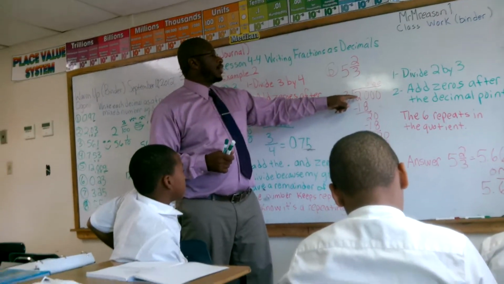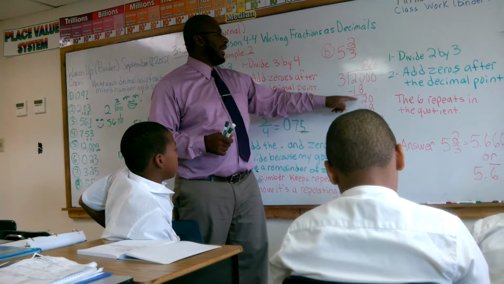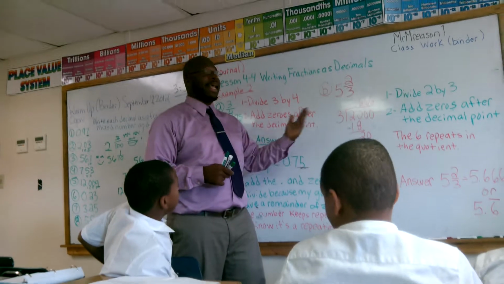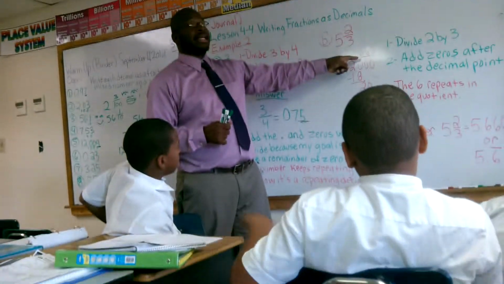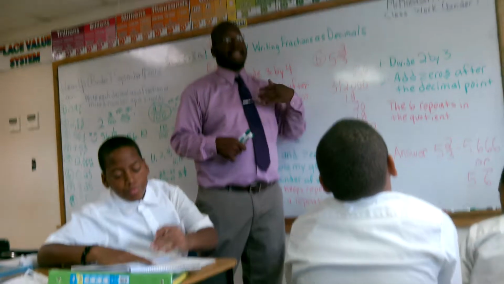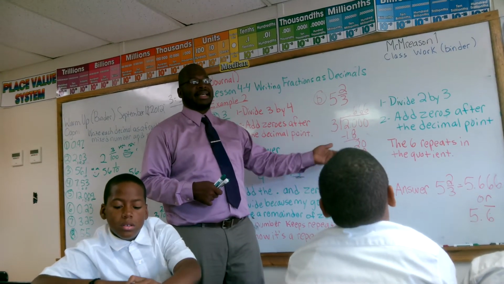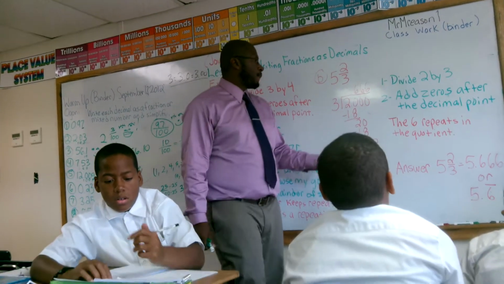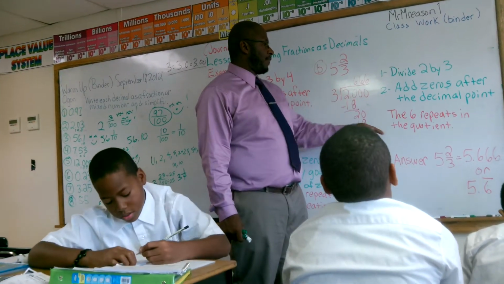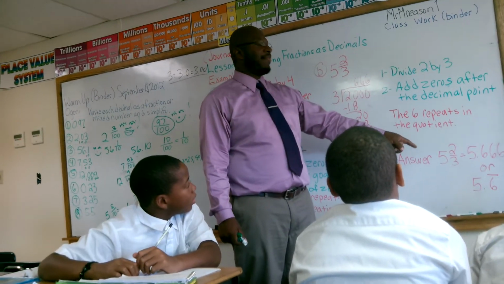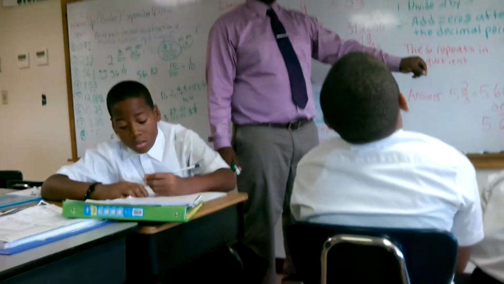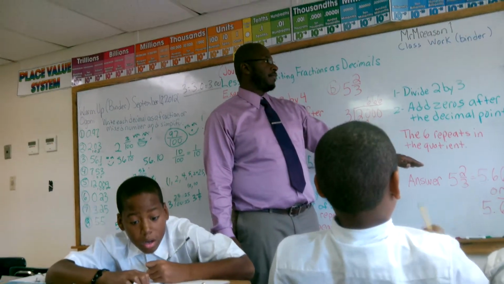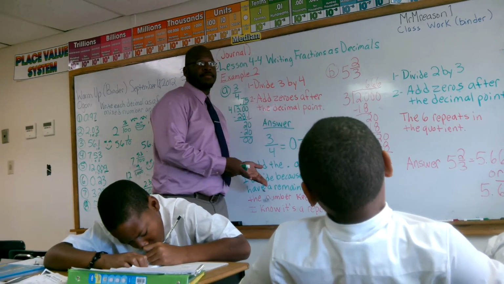3 into 8, 3 into 20. 3 times 6 equals 18. And every time I did it, I kept on getting 18 and 20, right? I would keep on getting the same thing. And the quotient, the answer, will always be 6, 6, 6, 6, 6. If I keep on doing it, it will still be 6, 6, 6. So that's called a repeating decimal. Okay. So my answer is 5 2/3 equals 5.666 dot, dot, dot, or 5.6 with a bar over top of the 6. Any questions on the explanation?